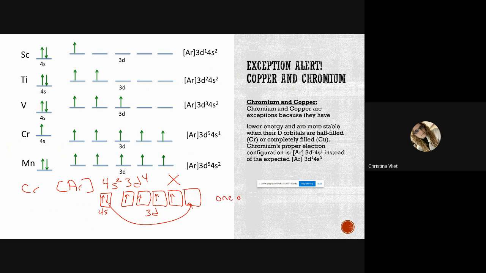One of the electrons. I'm going to explain why that works as well shortly. One of the electrons jumps from 4S to 3D only in chromium and copper. Only in those two elements.